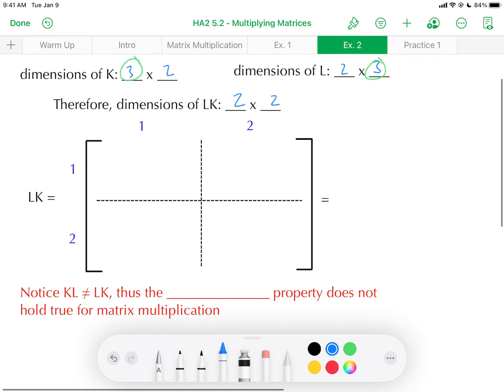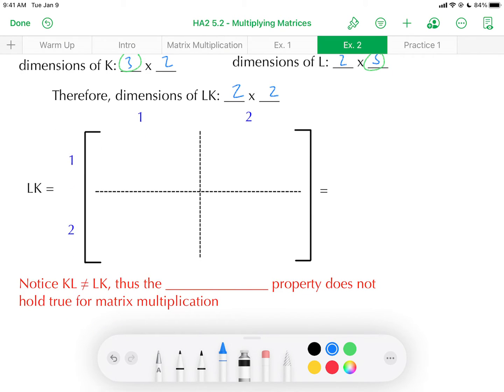So I have a note down here at the bottom. KL doesn't end up equaling LK, thus the commutative property does not hold true for matrix multiplication.